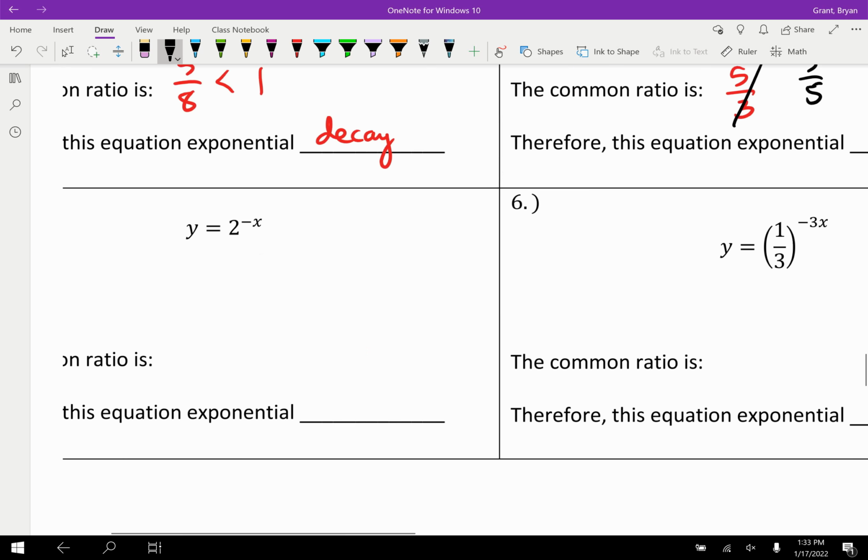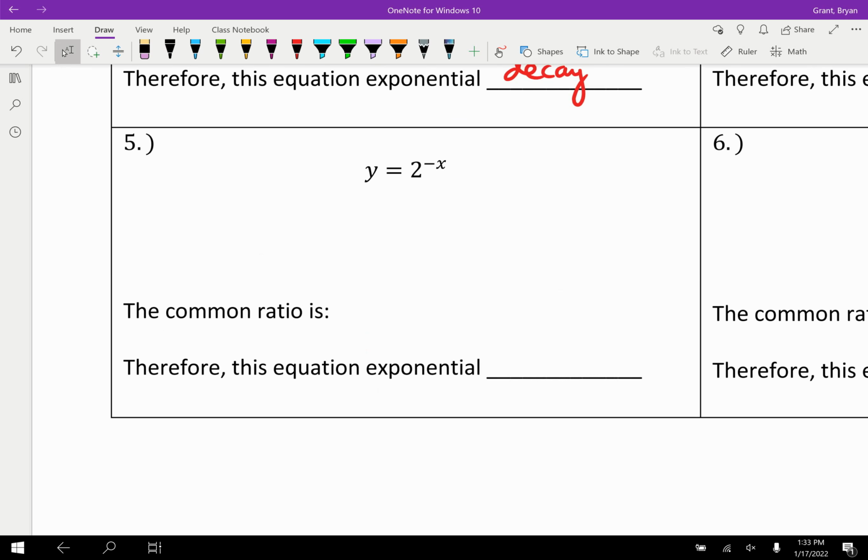2 to go. Okay. Y equals 2 to the negative x. Ooh, there's that negative, so don't assume the common ratio. We know this negative is going to take the 2 and rewrite it as 1 over 2, and we'll keep the x power on the outside. So our common ratio here is actually 1/2, and that is again exponential decay.